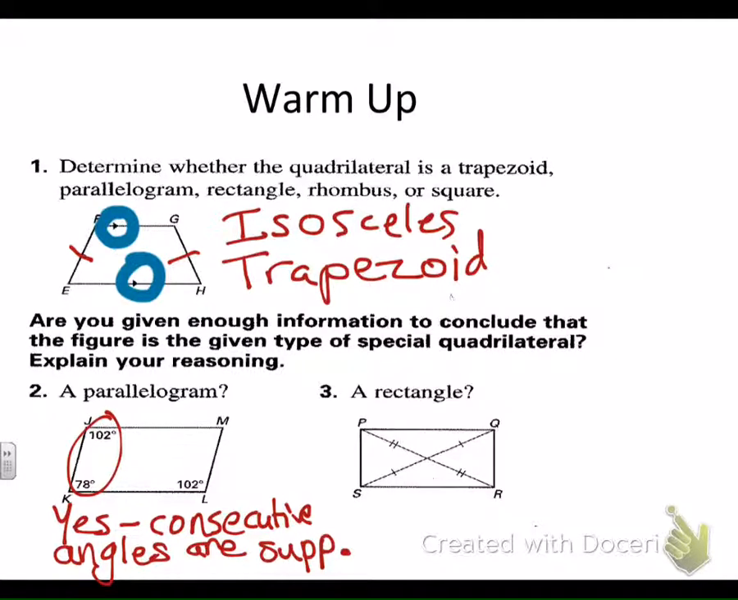Alright, and number 3, a rectangle. Well, they didn't tell us that these are right angles, so we don't have enough information. So not enough info.